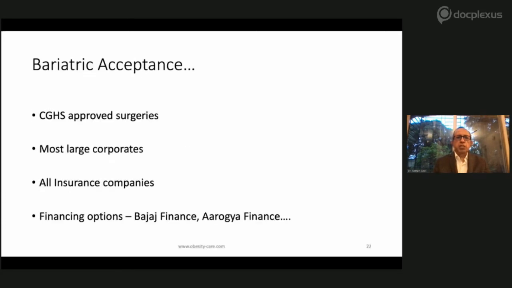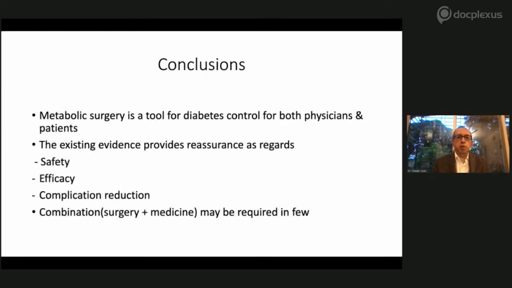So bariatric surgery has multiple benefits, and realizing this, the central government approved these surgeries for reimbursement of their employees and their families in 2013. Most large corporates in India and multinationals have paid their employees for this surgery for many years. And all Indian insurance companies, from October 2020, are paying for bariatric surgeries. So, friends, financial issues are really not a big problem now.